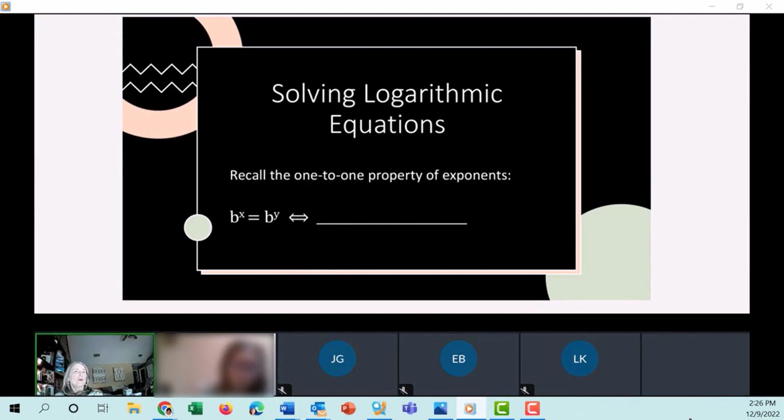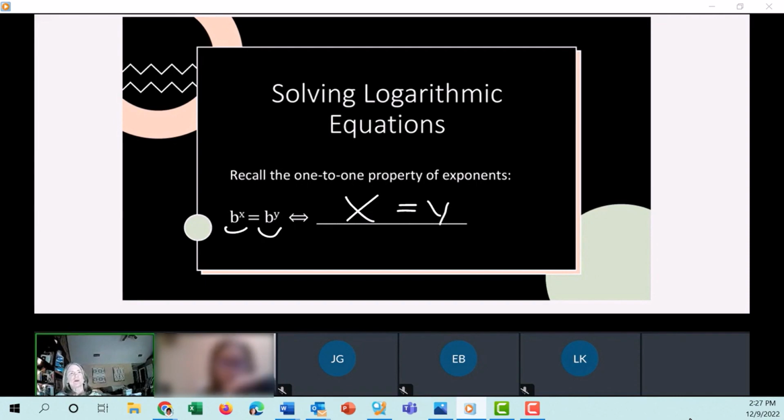Recall the one-to-one property of exponents. If we had the same base and we have different exponents, can you tell me what that means? What does that mean to you? What does b to the x equal b to the y mean? Any ideas? What that means is, yes, very good, x equals y. So the exponents have to be equal.